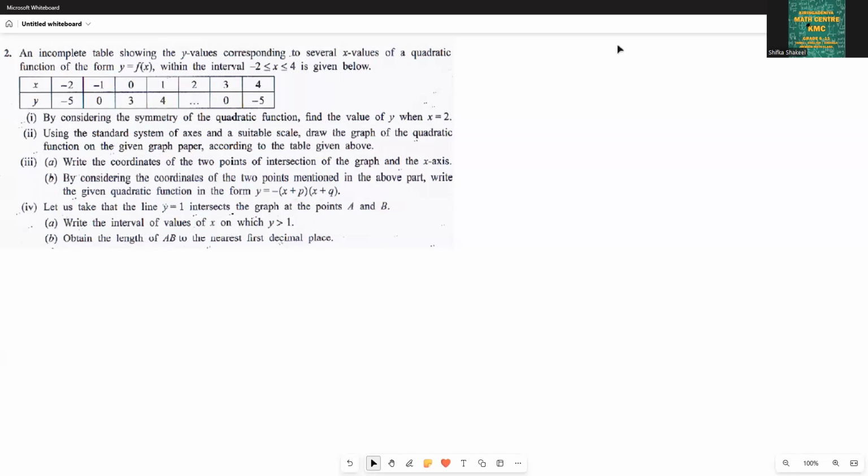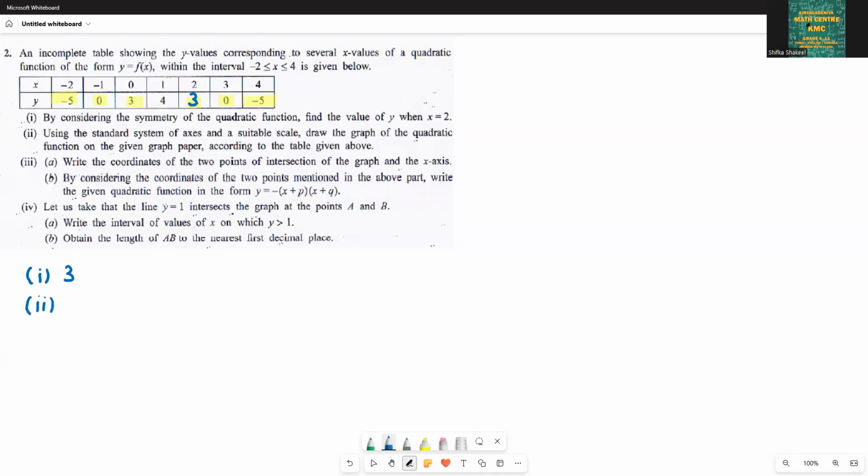So first part, by considering the symmetry of the quadratic function, find the value of y when x is equal to 2. Here you can go through minus 5 first value, last value also minus 5. Next value is 0, and the previous value is 0. So the next value is 3, and the next corresponding value also must be 3 for the blank cell. The answer is 3, or you can write y equal 3.